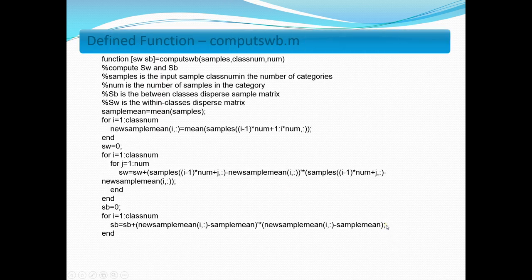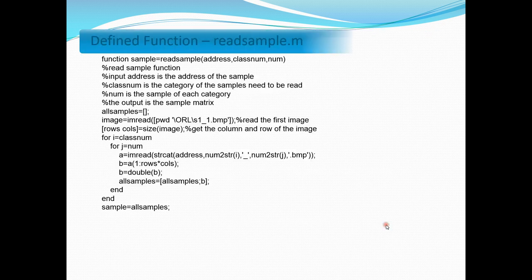And the second defined function is compute SW and SB. SW and SB are very important concepts in LDA. SB is the between-class scatter matrix. SW is the within-class scatter matrix. And this function could be used to get the feature face from the lower-dimensional feature subspace, which is exactly what the LDA is doing here.